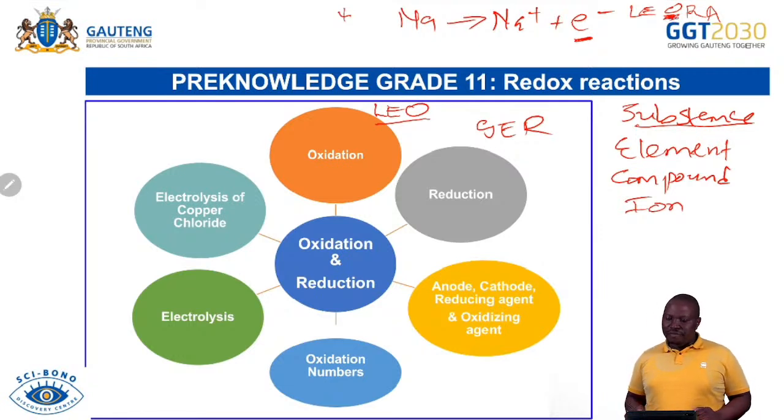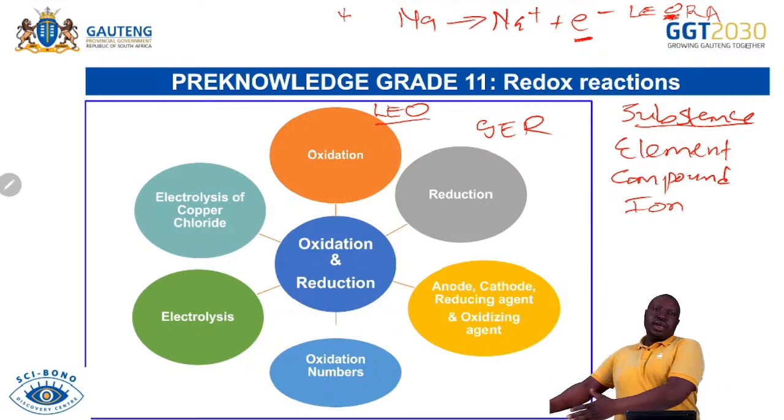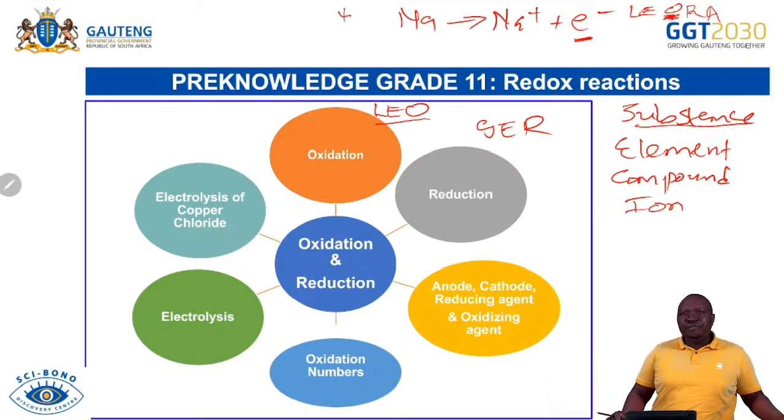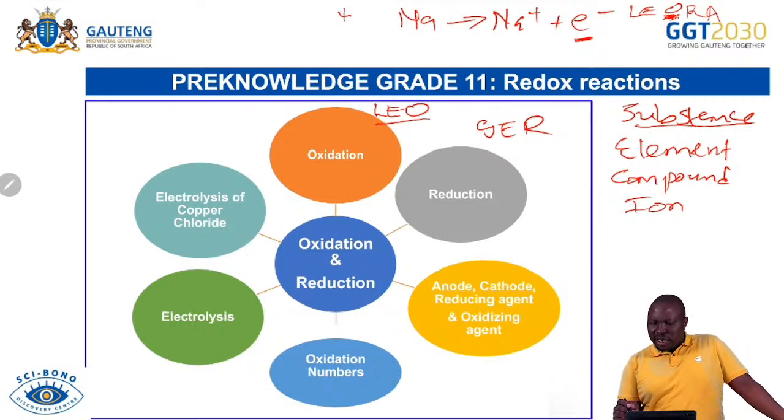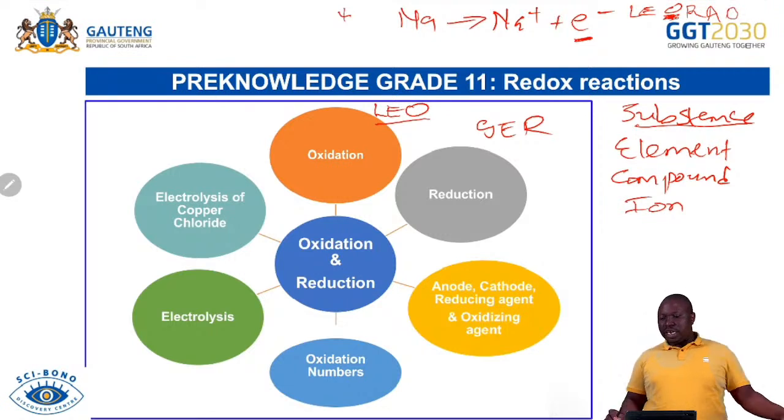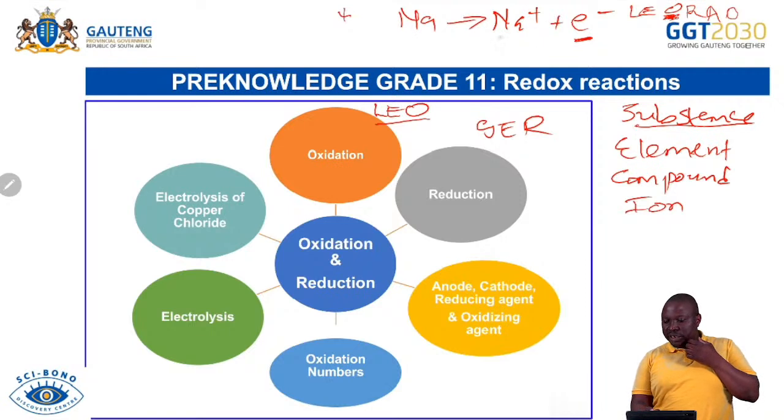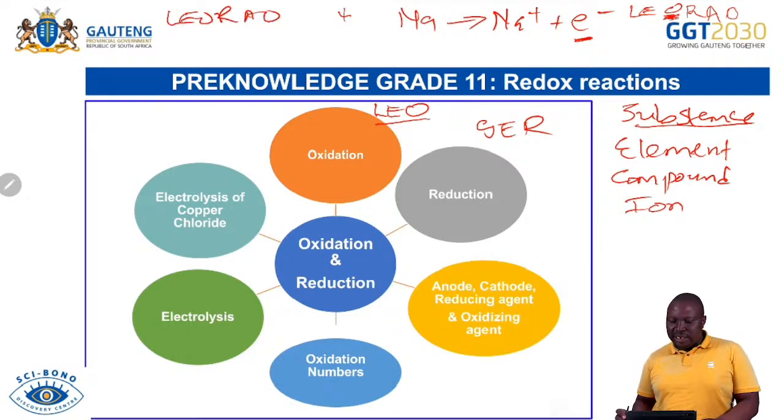Say, will I be wrong if I say it's a substance that loses electrons? You are still correct, because when a substance loses electrons, it's undergoing oxidation. And we refer to a reducing agent as a substance that is oxidized. For example, sodium is oxidized to sodium plus. So you will know we are saying now LEO RAO. Don't forget that. So you know that loss of electrons is oxidation.